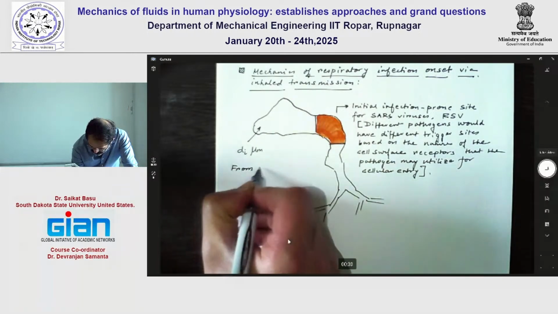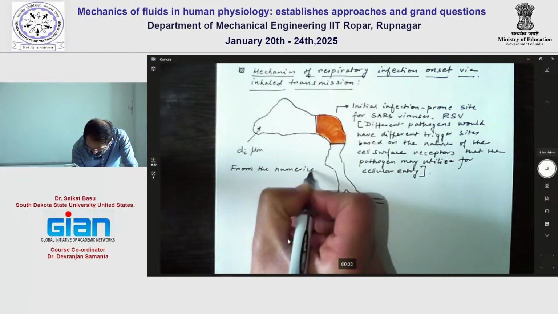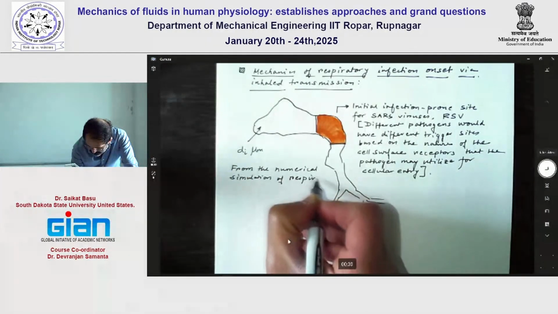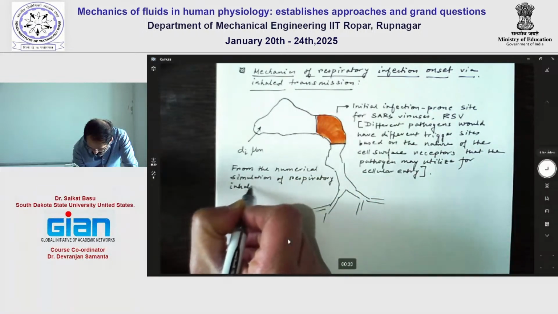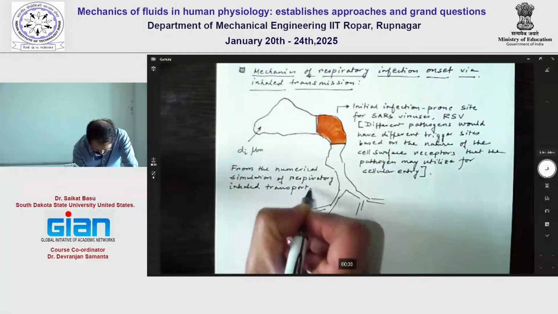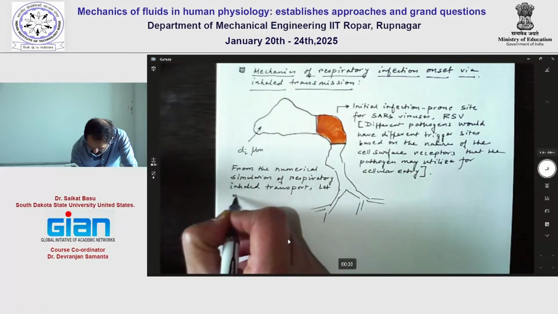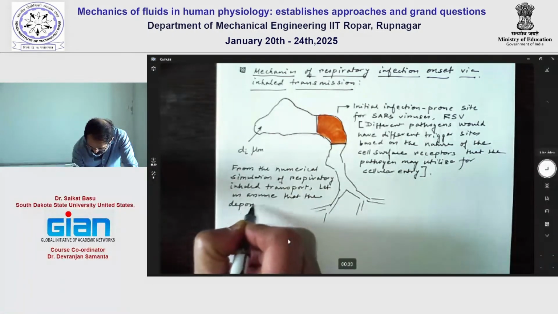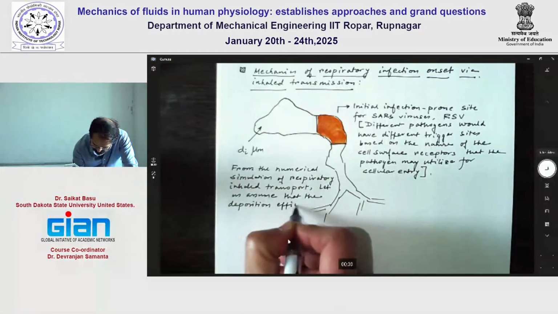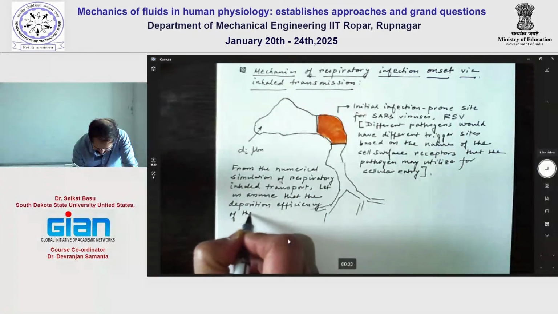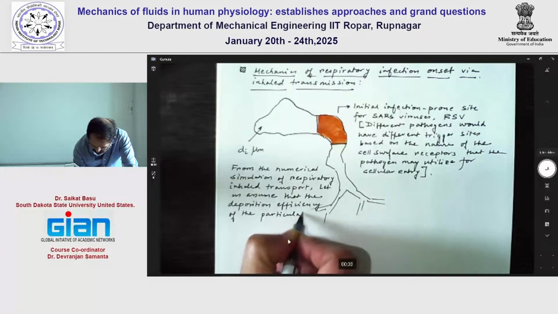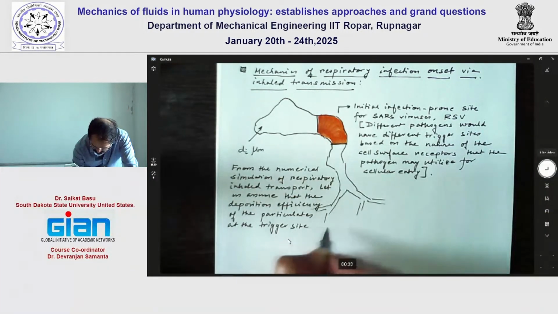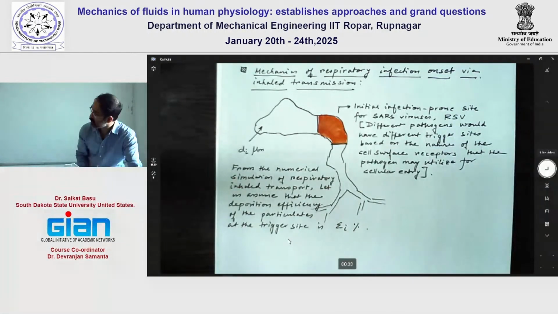So from the numerical simulations of respiratory inhaled transport, let us assume that the efficiency or the deposition efficiency of the particulates at the trigger site is epsilon i percent.